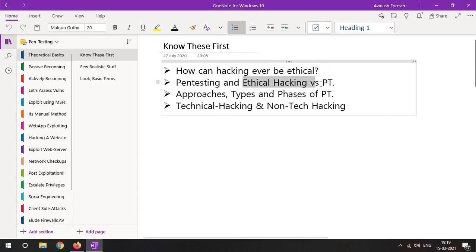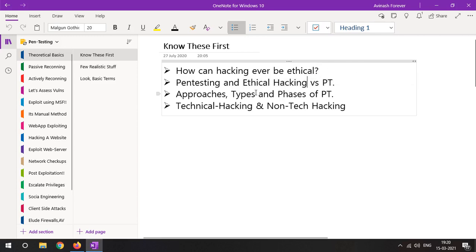Then we come to ethical hacking versus penetration testing. This is always a confusion. People think, okay, ethical hacking means hacking for good reasons, that's okay. But penetration testing, well, that is also good hacking. So how are these two terms different? Well, I want to make it very clear that ethical hacking, or even hacking, is just knowledge, okay? It's not really any kind of field or job. An ethical hacker is not a job role.